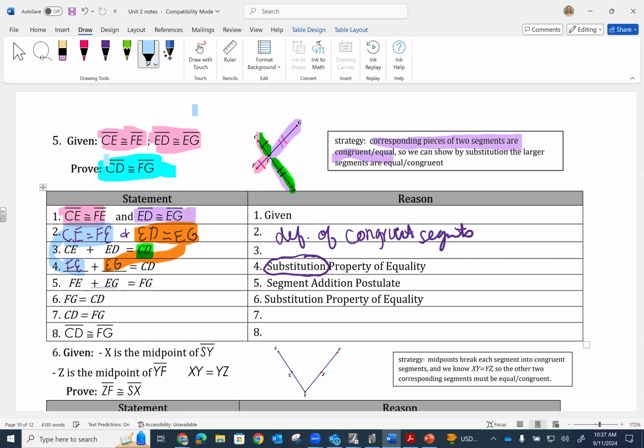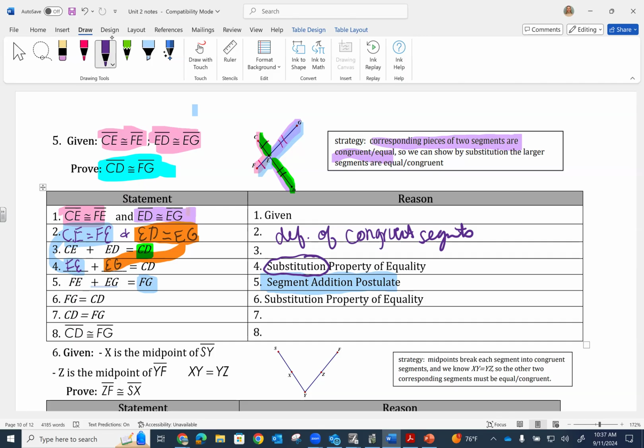All right. And then FE plus EG also equals FG. Well, what are they talking about? Look at the picture. If you add up the length from FE plus EG, what do we get? We get the distance of this light blue segment, this FG right here. And the next thing we're going to do is segment addition: you're allowed to add up the lengths of the two parts of a segment and they equal the entire length of the segment. That's what you do.